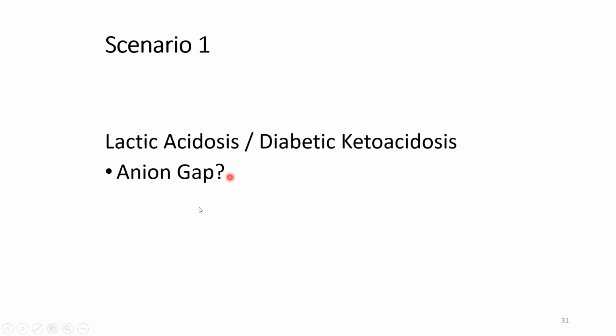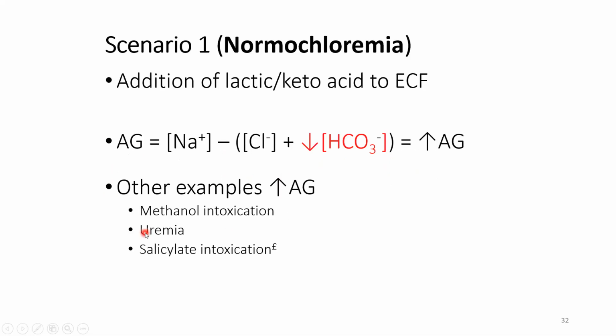What happens to the anion gap? Let's see. This scenario has been labeled as normochloremic, or normochloremia. What has happened is you have added either lactic or a keto acid to the ECF. That bit is clear. Now let's solve the anion gap equation. It was sodium minus chloride plus bicarb. So these anions do not feature here. Only chloride and bicarb feature here. And since they are acids, they will obviously consume your bicarbonate.